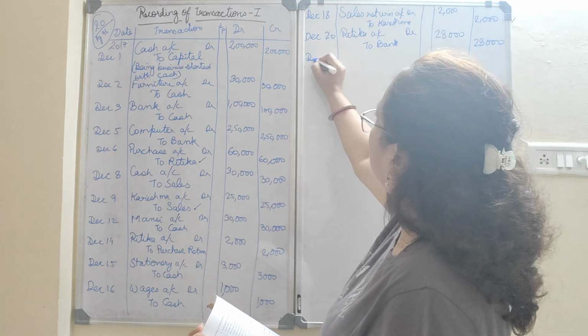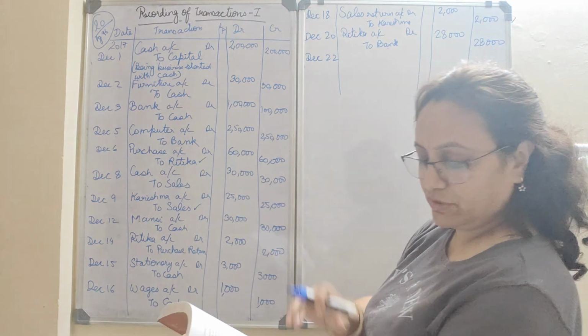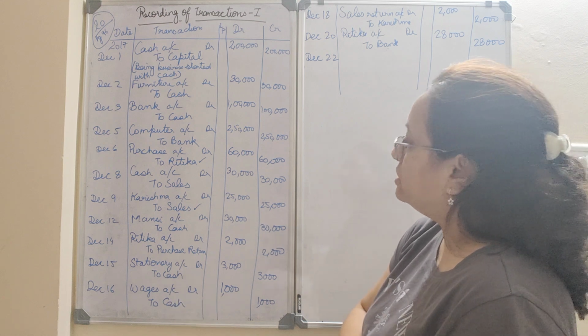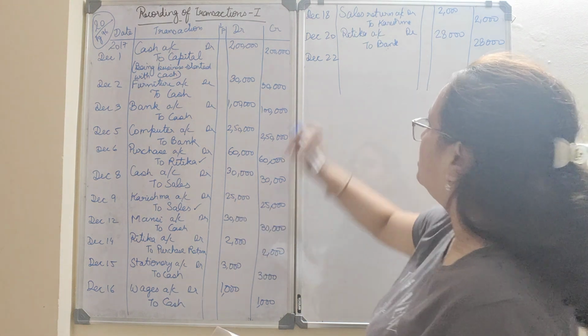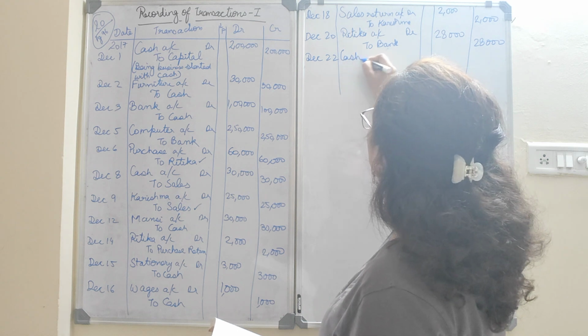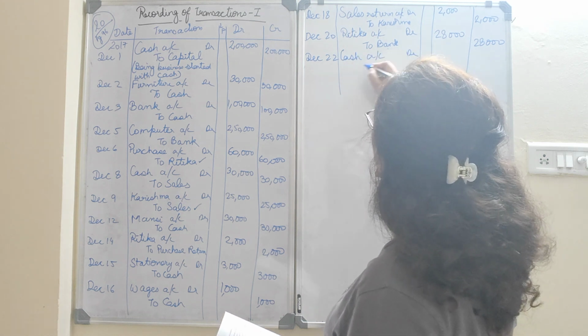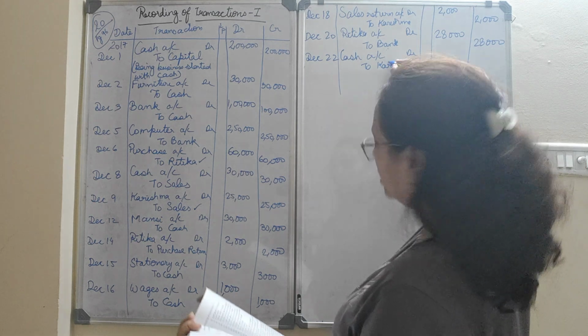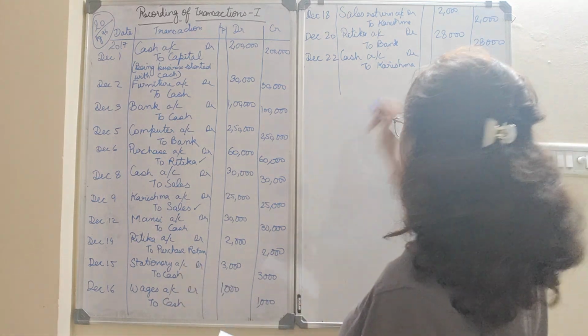Now December 22. December 22 is cash received from Karishma on account 15,000. So Karishma has given me 15,000. So what has come to me? Cash account debit to Karishma. Okay. She has paid me 15,000.